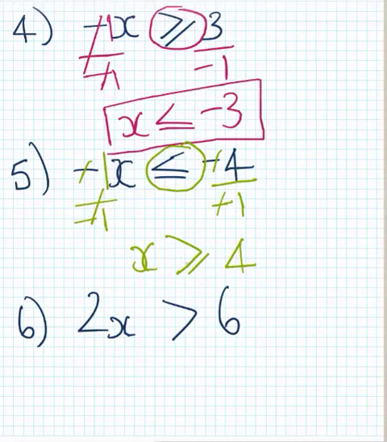Now with number 6, I can see here we won't be switching the sign because there's no negative next to the x. So to solve this, we've got 2 times x, so we just divide by 2, divide by 2. No need to swap because 2 was positive, so x is greater than 3. Nice and easy.